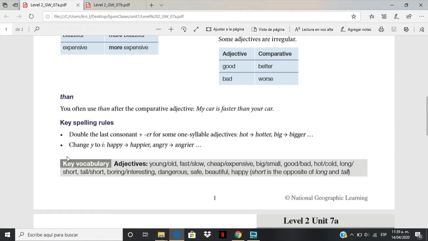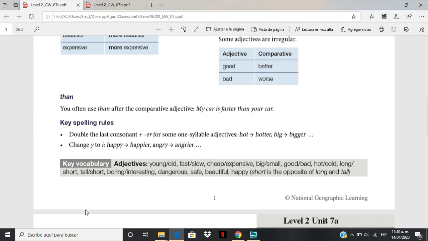Now, there are adjectives that have two syllables and a y ending. In that case, you change y to i. For example, happy has two syllables. Angry has two syllables, and the ending is a y. So we have happier, angrier. There is a change. Well, this is just a simple review.